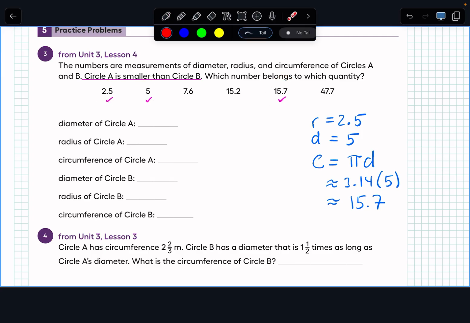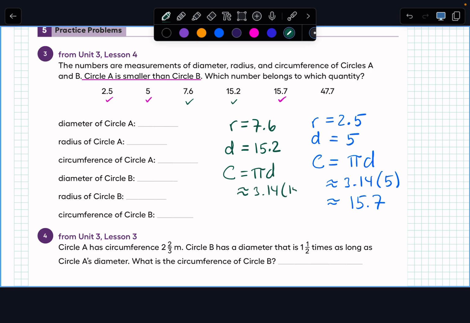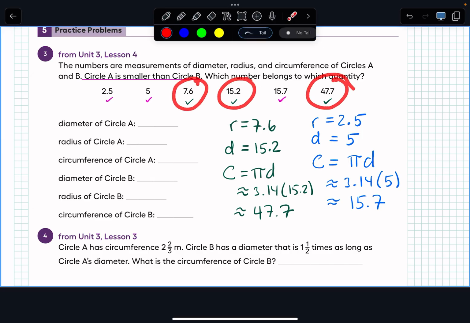Okay, so now let's take a look at this one here, 7.6 and 15.2. If the radius is 7.6, if you double 7.6, 7.6 times 2 is 15.2. And then let's do C equals pi d. So we would have 3.14 times 15.2, and when you multiply that out, you get approximately 47.7. So those end up working out together, these three, okay?